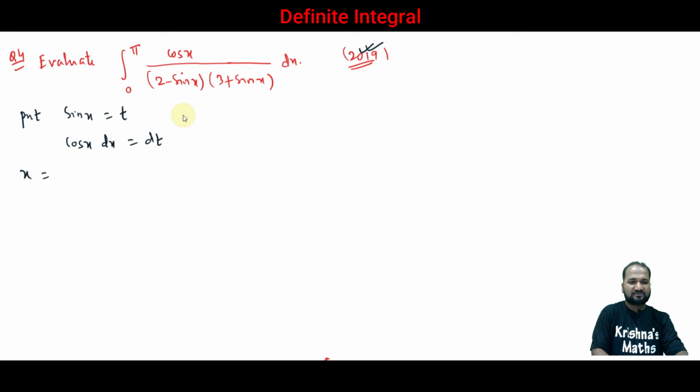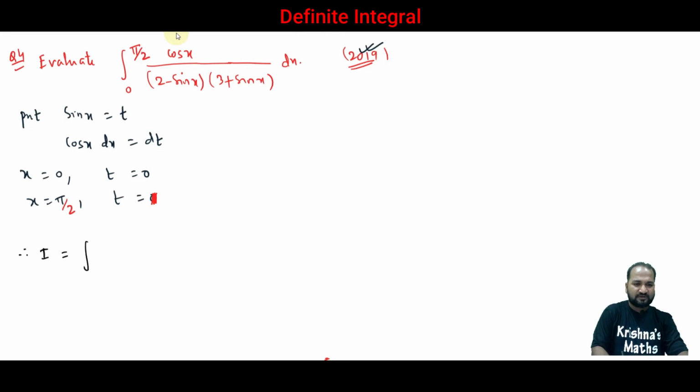Now, when x is equal to 0, sin 0 will be 0. When x is equal to pi, sin pi is also equal to 0. At x equal to pi by 2, t will be equal to 1. Right? So the integration will be from 0 to 1. Therefore, I is the integration from 0 to 0, and pi by 2 to 1. cos x dx will be dt divided by (2 minus t) into (3 plus t).